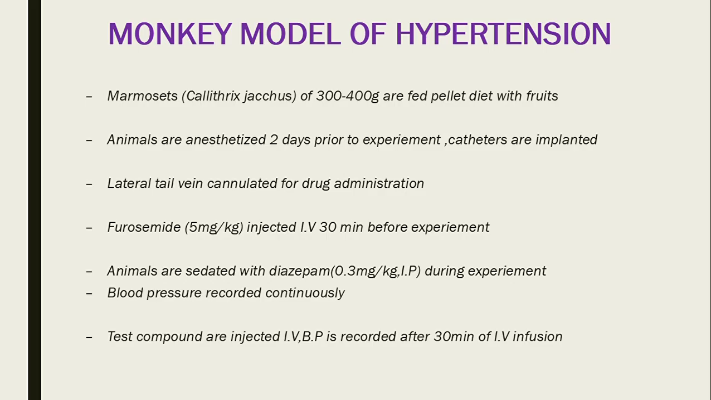Then coming to the monkey model of hypertension, marmosets, Callithrix jacchus, of 300 to 400 gram are fed a pellet diet with fruits. Animals are anesthetized 2 days prior to the experiment. Catheters are implanted. Then the lateral tail vein is cannulated for drug administration. Furosemide 5 mg per kg is injected IV 30 minutes before the experiment.